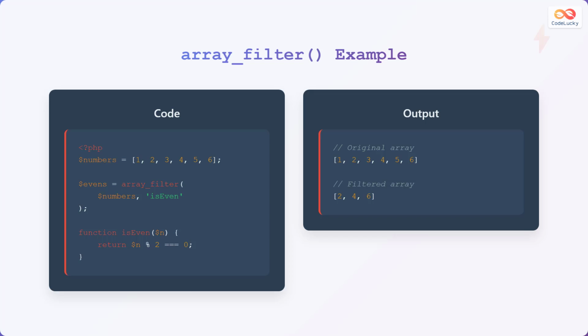Let us understand array_filter with an example. In this code snippet, a numbers array is initialized with the values 1, 2, 3, 4, 5, and 6. The array_filter function is used to filter the even numbers from the numbers array. The isEven function takes a number as input and returns true if the number is even, and false otherwise. The result is assigned to the evens variable. The output will be the original array 1, 2, 3, 4, 5, 6, and the filtered array, which contains only the even numbers from the original array: 2, 4, and 6.